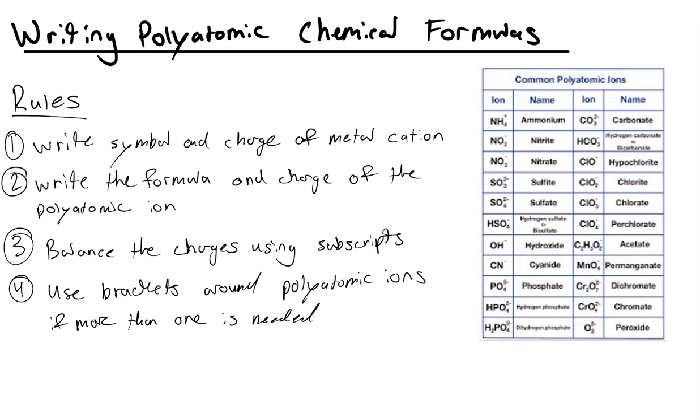Before we can begin providing the chemical formulas for compounds with polyatomic ions, we have to go over some rules. The first rule is you always have to write the symbol and charge of the metal cation, and then you write the formula and charge of the polyatomic ion. This is similar to our video on chemical formulas for ionic compounds, because this is a form of ionic compound. For the third rule, we need to balance the charges using subscripts. And for the last rule, we need to use brackets around the polyatomic ions if more than one is needed. Okay, so let's go over some examples together.